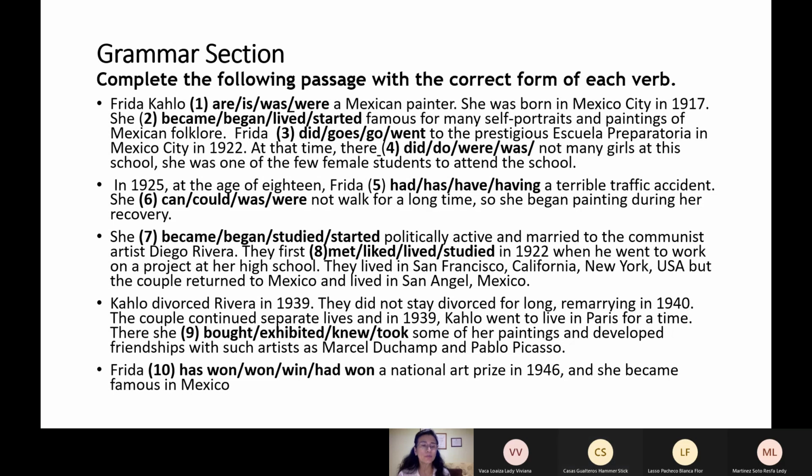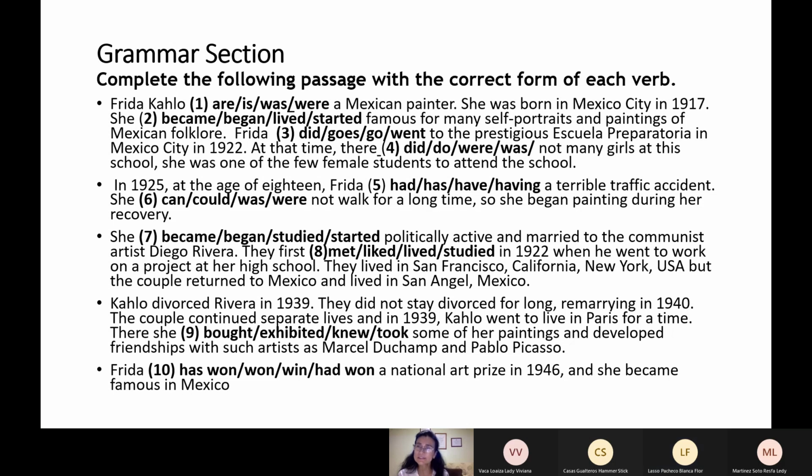Okay, what is the appropriate option? There, Frida Kahlo bought, exhibited, knew or took some of her paintings and developed friendships. What do you think? She bought, she exhibited, she knew, or she took? She exhibited? She what? Blanca? Yes, teacher. She exhibited? Very good. She exhibited some of her paintings.